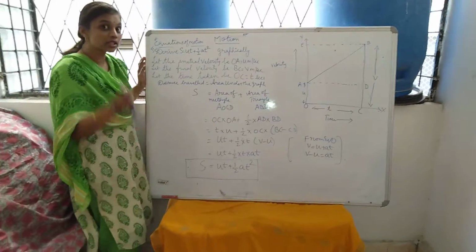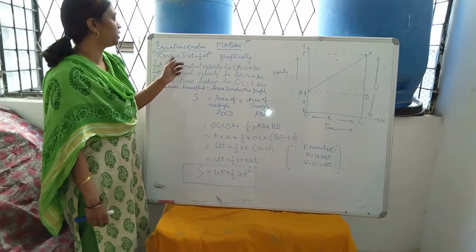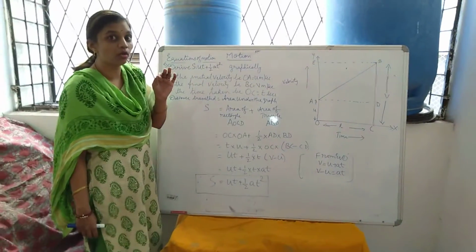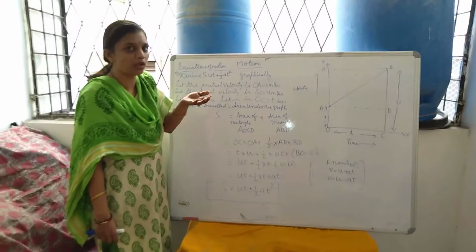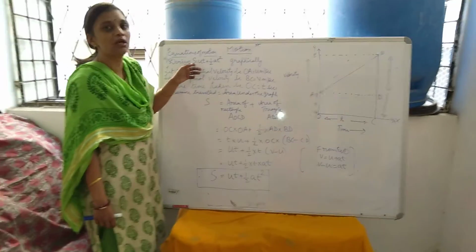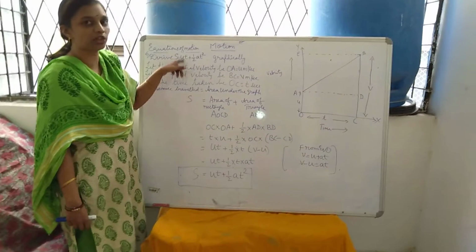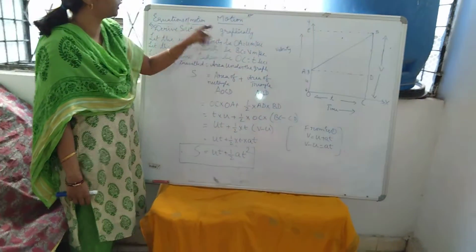Now we shall see the second equation of motion. Derive s is equal to ut plus half at square. Here we are going to calculate the distance travelled by the object, which is given by the letter s. s is the distance travelled, u is initial velocity, a is acceleration and t is time.